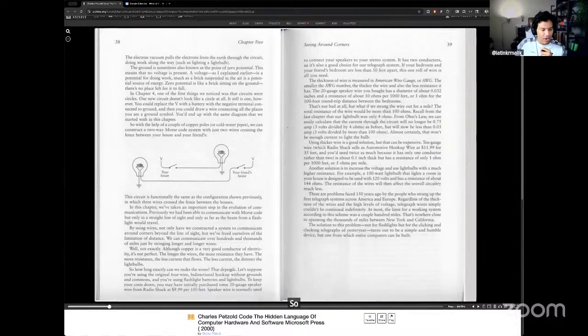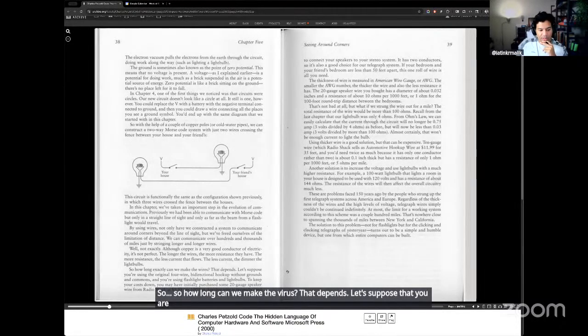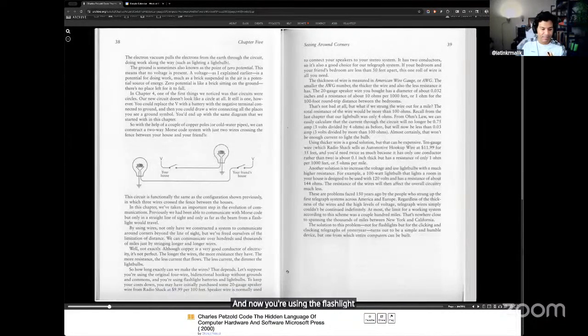So how long can we make the wires? That depends. Let's suppose that you are using the original 4-wire bidirectional hookup without the grounds and commons, and you're using flashlight batteries and light bulbs. To keep your costs down, you may have initially purchased some 20 gauge speaker wire from Radio Shack at $9.99 per 100 feet. Speaker wire is normally used to connect your speaker to your stereo system.